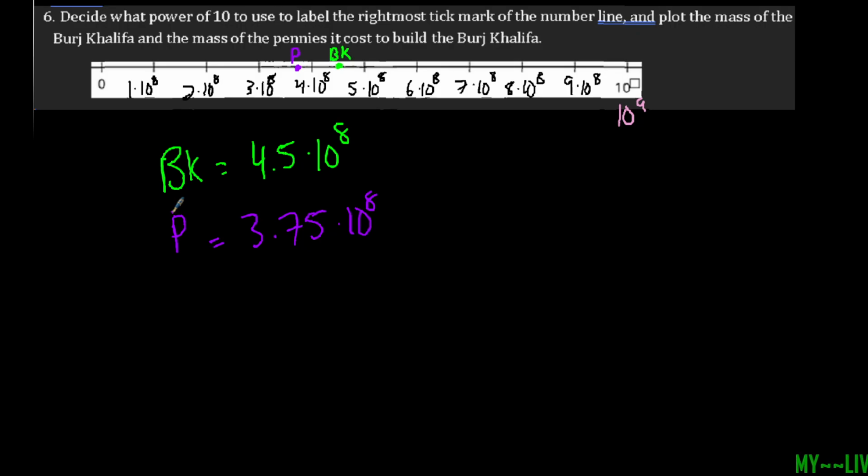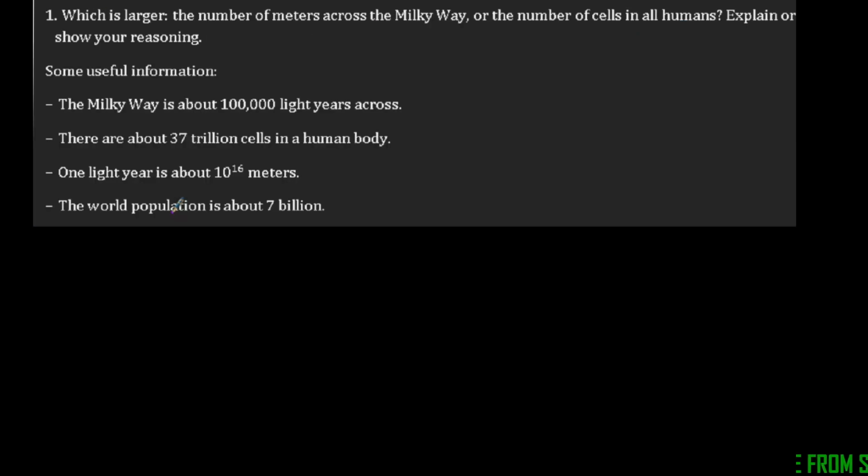All right. So now for those practice problems, it looks like this. It says, which is larger, the number of meters across the Milky Way or the number of cells in all humans? So it gives us some useful information, and what we can do is rewrite some of these in terms of scientific notation. So we're going to say this is going to be the same as 10 to the 5th power. For the next one, it says there are 37 trillion cells in the human body. So we're going to say that this is going to be the same as 3.7 times 10 to the exponent of 13.